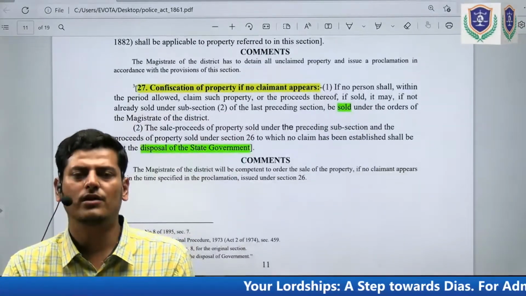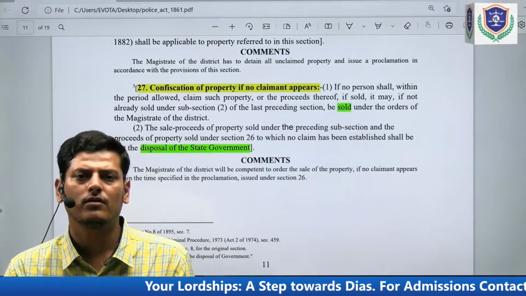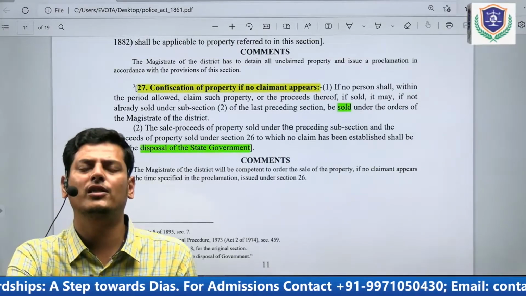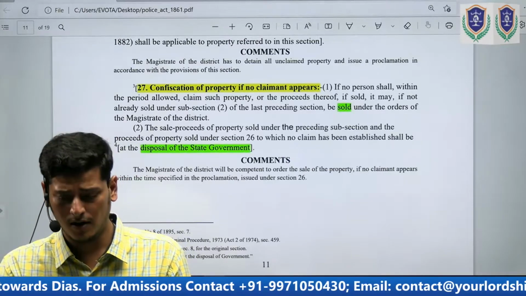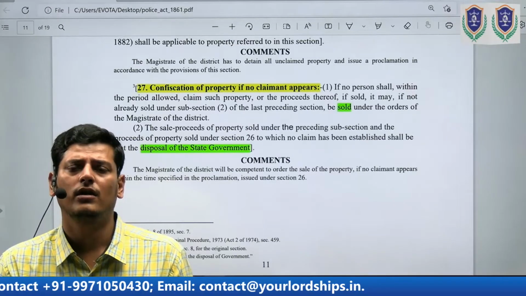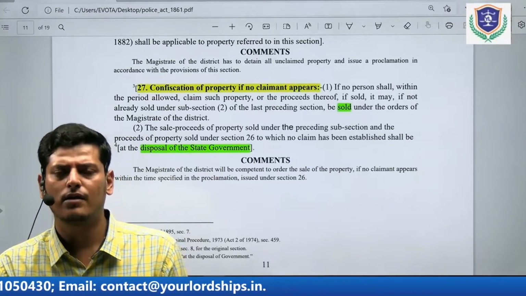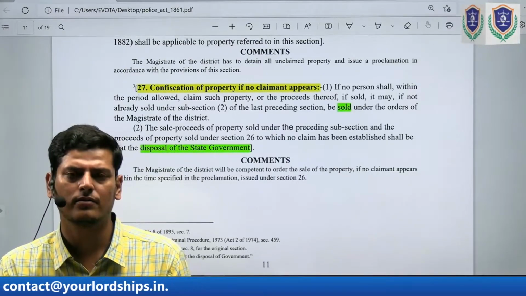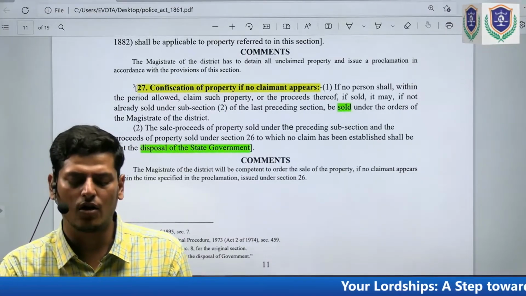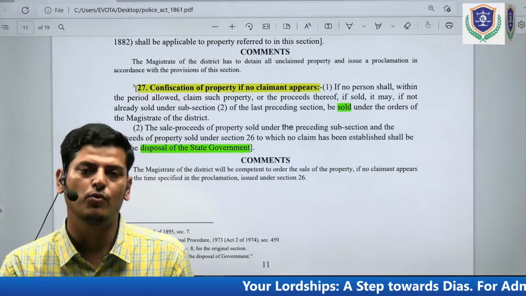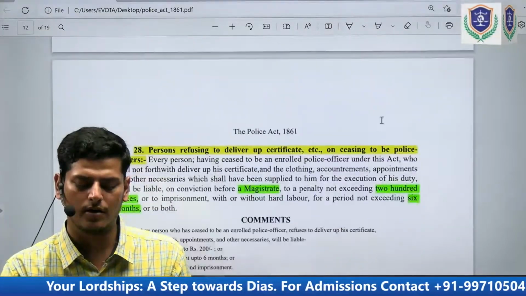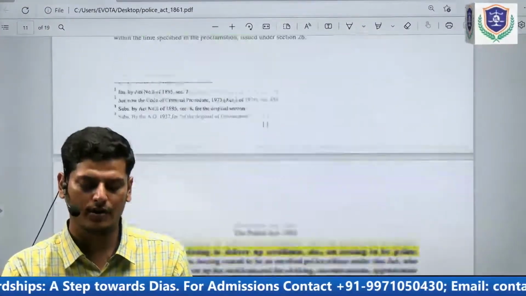Then what happens? Section 27. If no person shall within that period claim that property, or if that property was perishable and has been sold in accordance with the provisions of CrPC, then accordingly, if the property was not sold, it shall be sold upon the order of the magistrate. And the proceeds thereof, since the time has elapsed, go to the disposal of the state government. It shall be at the disposal of the state government. So this is the broad idea within 25, 26 and 27.